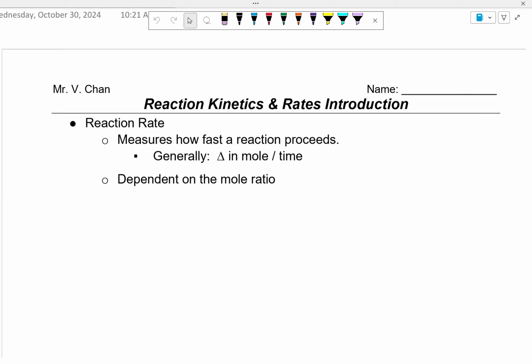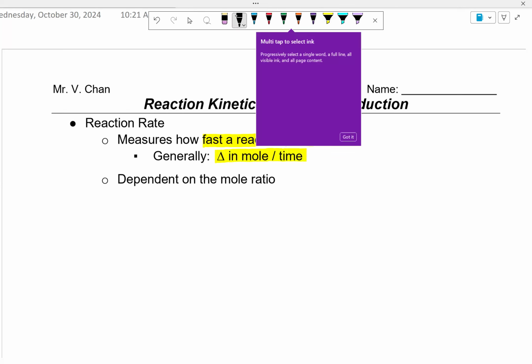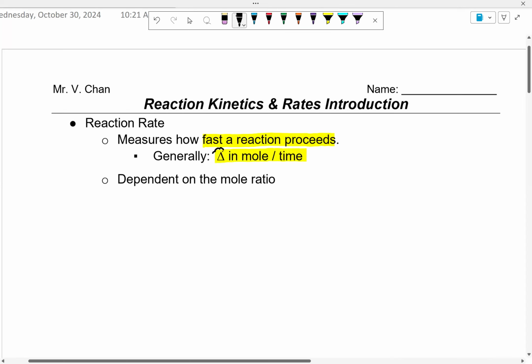Now, when we talk about reaction kinetics, we are focused on how reactions occur, and when we talk about reaction rates, we're generally talking about how fast a reaction proceeds. So that would be the reaction rates. There are many different ways to measure the rate of a reaction, but generally what we use in chemistry is the change in the moles over change in time. The change in moles, this little delta, means change.